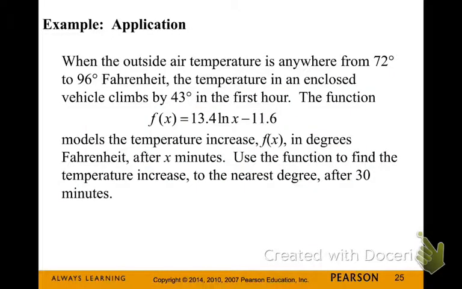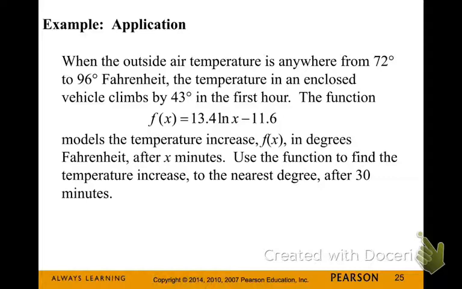So here's an application of natural logs. It says when the outside air temperature is anywhere from 72 degrees to 96 degrees Fahrenheit, the temperature in an enclosed vehicle climbs by 43 degrees in the first hour. The function 13.4 times the natural log of x minus 11.6 models the temperature increase f of x in degrees Fahrenheit after x minutes. Use the function to find the temperature increase to the nearest degree after 30 minutes. Pause the video here and try this one on your own.